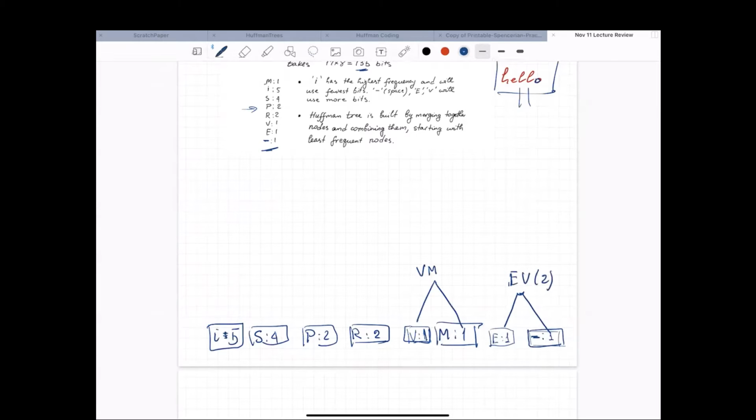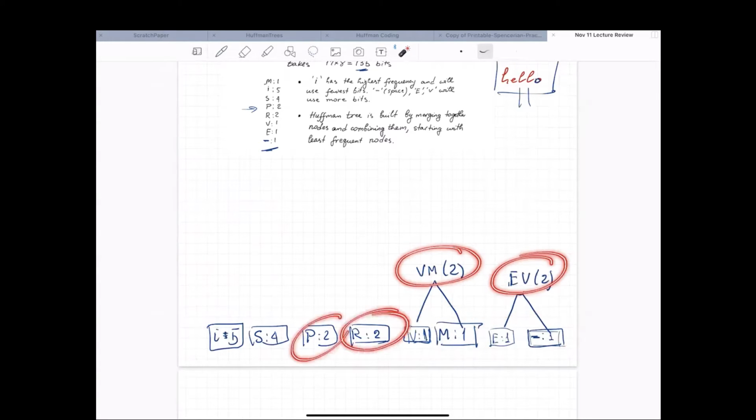And I'm going to have 2 here. V and M, I'm going to have 2. Again, now these guys are not my nodes anymore. My nodes are this, this, this, this, this, this. And these are the nodes now that I will look at to determine which two of them have values that sum up to the smallest. And then I will combine the two nodes and sum up the values. So which two are the smallest?